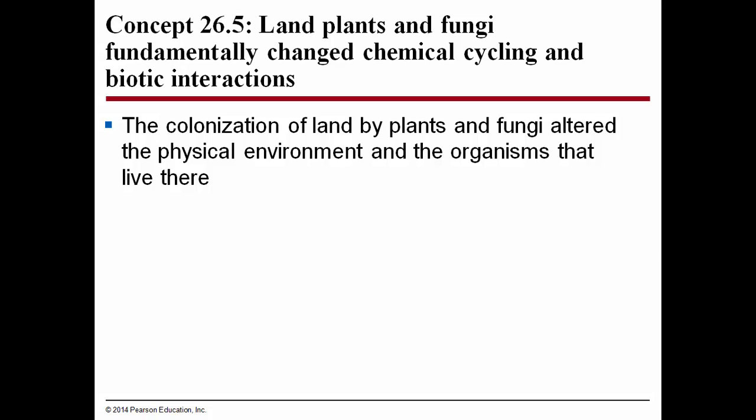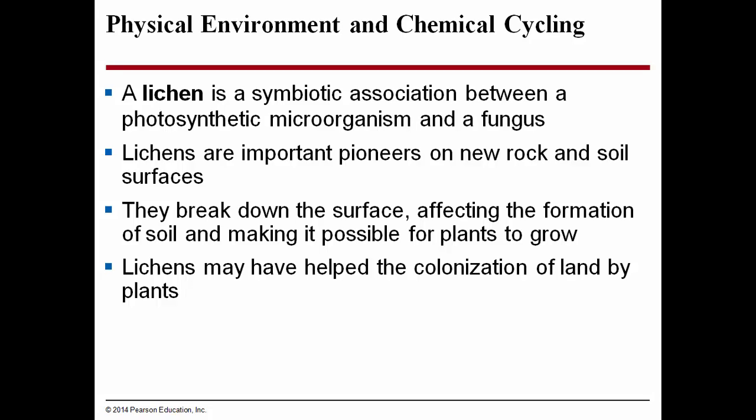Land plants and fungi fundamentally change chemical cycling and biotic interactions. The colonization of land by plants and fungi altered the physical environment and organisms that live there. A lichen is a symbiotic association between a photosynthetic microorganism and a fungus. Lichens are important pioneers on new rock and soil surfaces. They break down the surface, affecting the formation of soil and making it possible for plants to grow. Lichens have helped the colonization of land by plants.